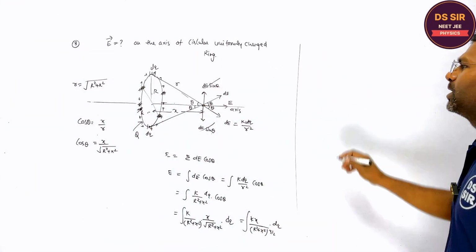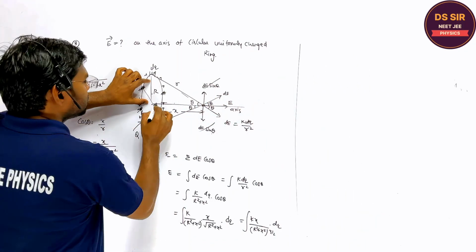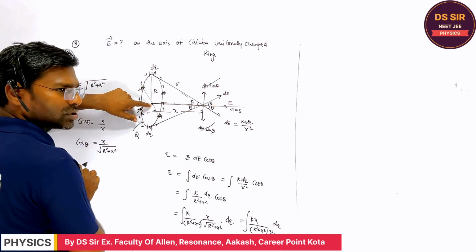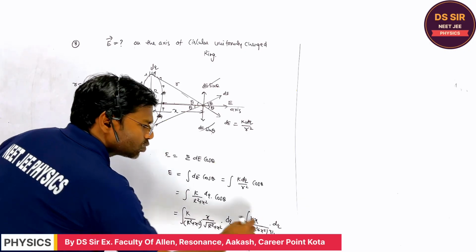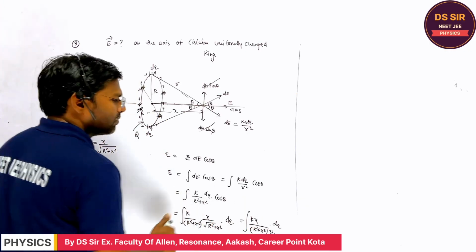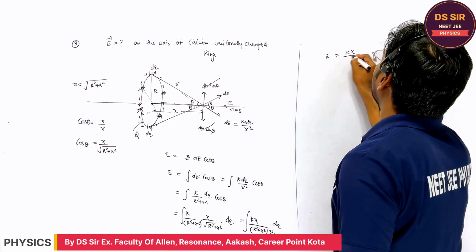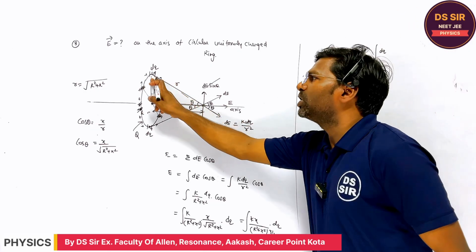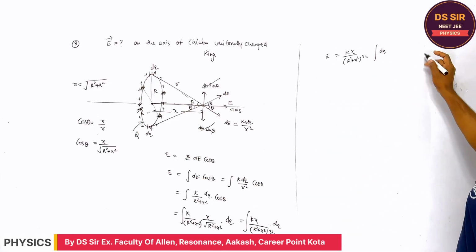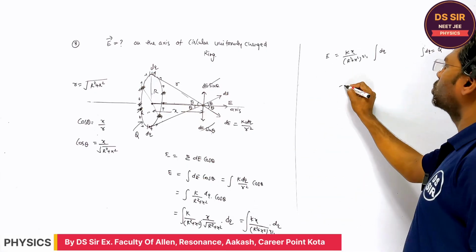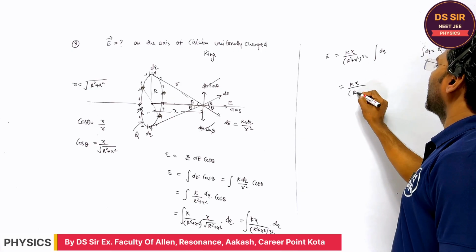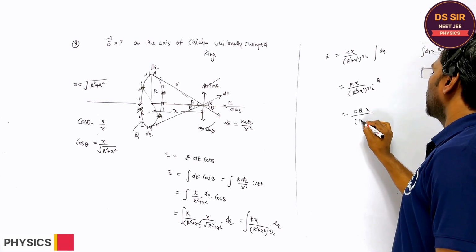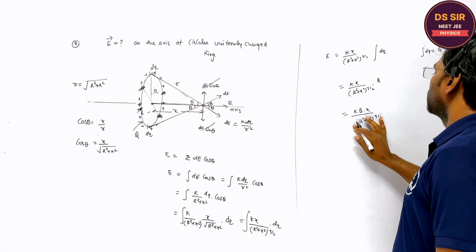How to integrate? R is constant and x is the fixed distance from the center to this point P on the axis. So R and x are constant, therefore kx upon R square plus x square raised to the power 3/2 is also constant, so it will come out of the integration. So kx upon R square plus x square raised to the power 3/2, and the integration of dq. The total charge on the ring is Q, so the integration of dq is nothing but capital Q. So this is kQx upon R square plus x square raised to the power 3/2.